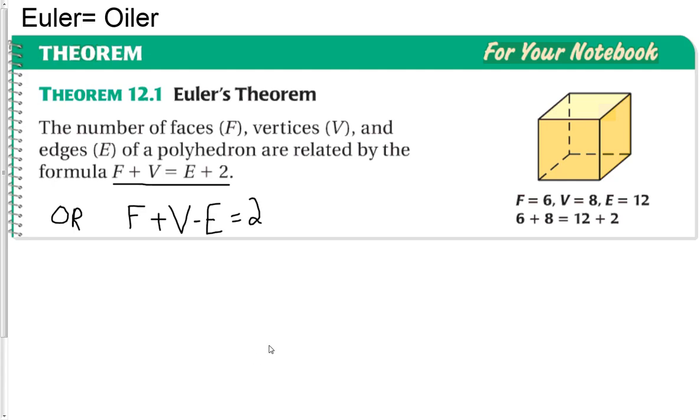Now, there's an equation called Euler's theorem. It does not look like Euler, but that's actually someone's last name, Euler, and that's how it's pronounced. Much as it looks like Euler, it is Euler.